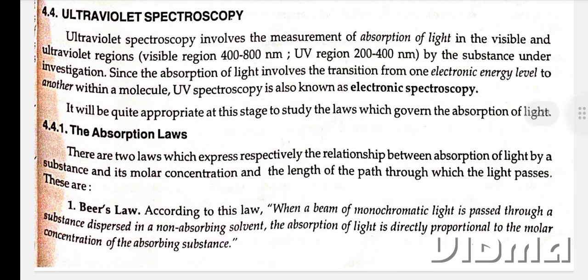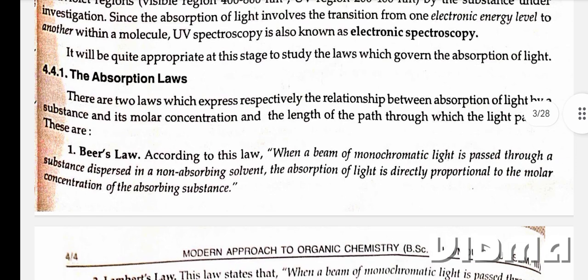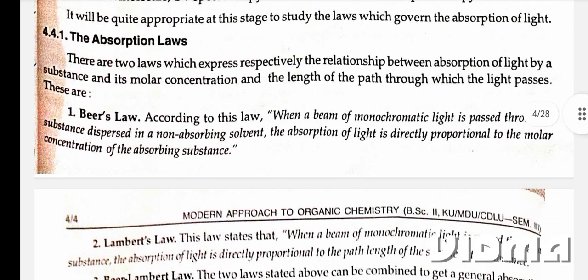Ultraviolet spectroscopy. Ultraviolet spectroscopy involves the measurement of absorption of light in the visible and ultraviolet regions by the substance under investigation. Since the absorption of light involves the transition from one electronic energy level to another within a molecule, UV spectroscopy is also known as electronic spectroscopy. It will be quite appropriate at this stage to study the laws which govern the absorption of light.